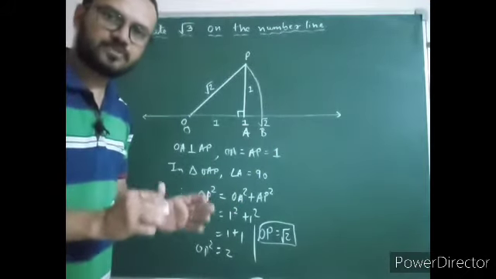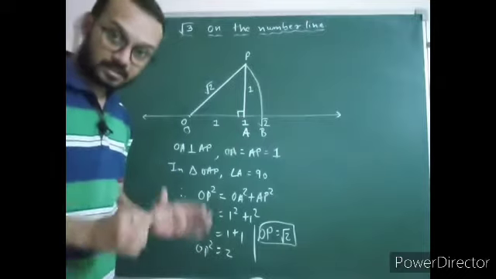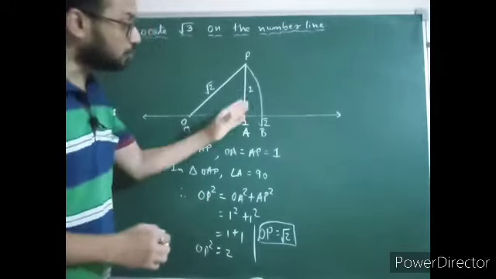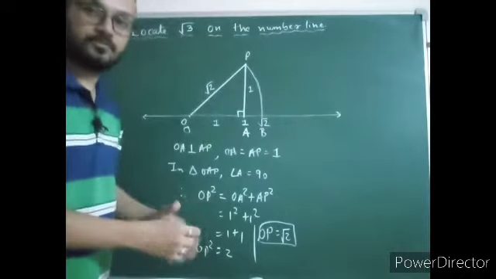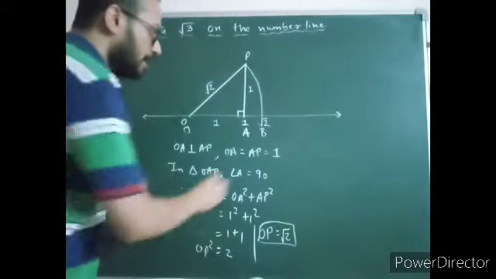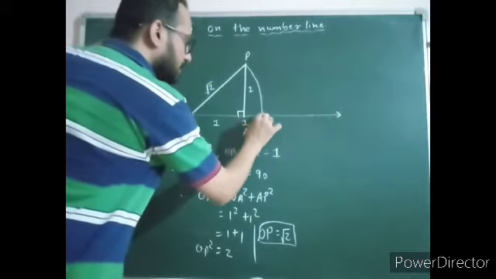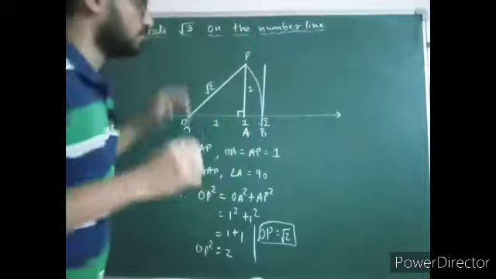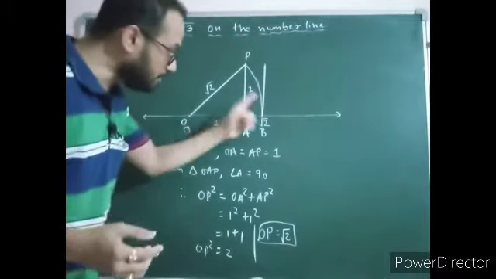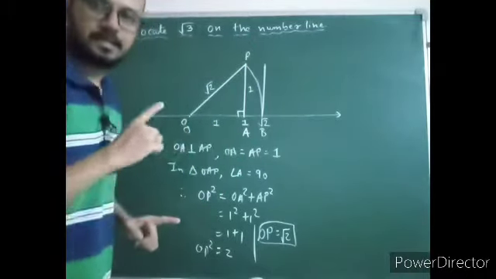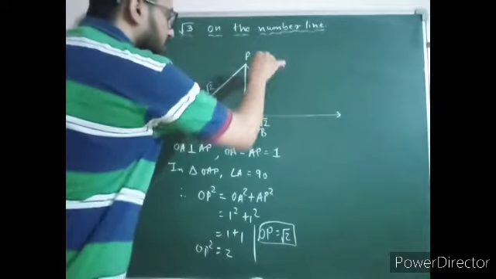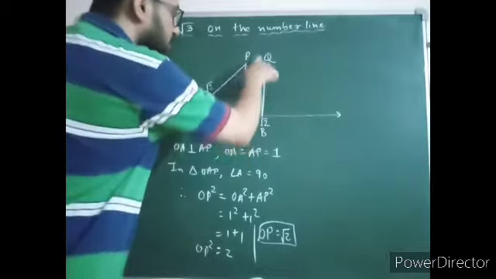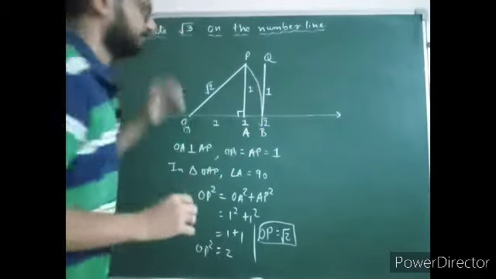This is the same thing which we have done in the previous question, but in this question we want root 3. To get root 3 we have to do up to here. Now further we have to do something more. Now at this point B we will make one more perpendicular line with the same length, 1 unit. It should be perpendicular to this number line. Suppose we name this line BQ, and this distance BQ is again 1 unit.